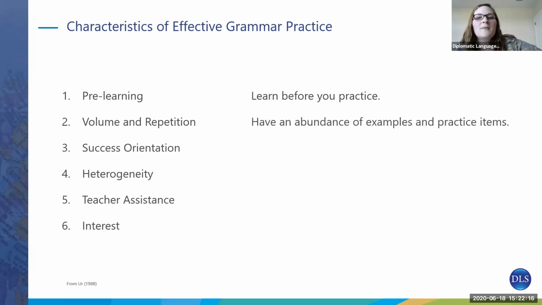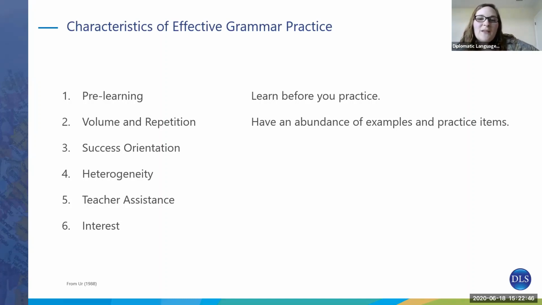Okay. Second, there needs to be volume and repetition. So by volume, it's not the noise level, but the amount, right? So there needs to be a lot of examples and a lot of opportunities to practice. So giving students what you have in your textbook with 5 sentences that they have to manipulate, that's not going to be enough for them. You need to give them a lot of things.